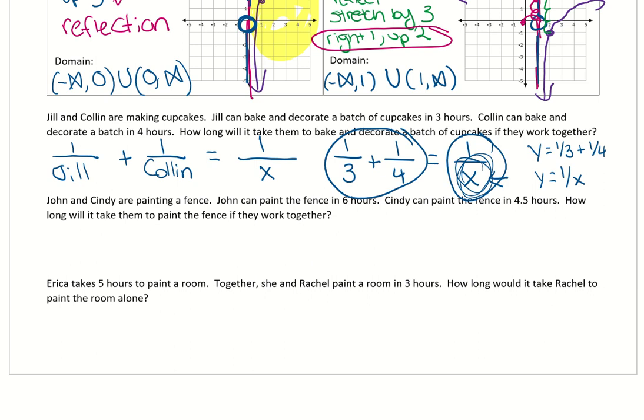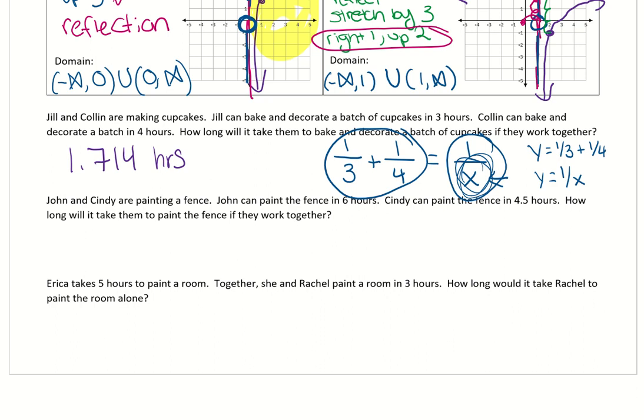how long does it take them to work together. So when you put those two equations into Desmos, you find that the intersection occurs at 1.714. So that tells you how long it'll take if they work together. So the answer, let me make some room. The answer is 1.714 hours. That's how long it takes them to work together. So let's try two more and then we'll be done.